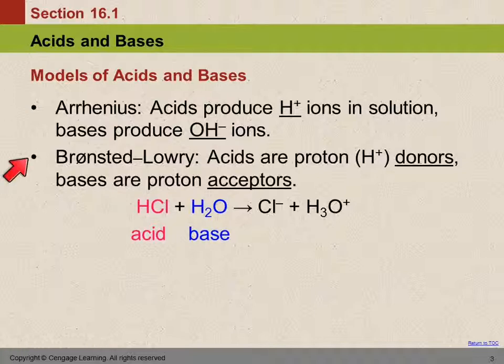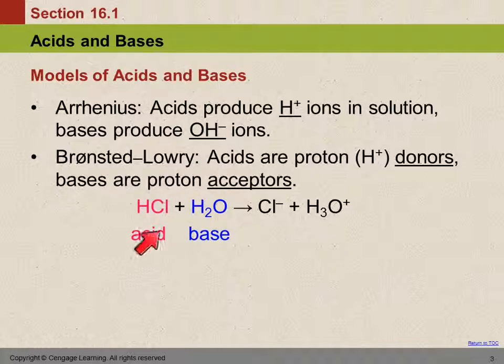The Brønsted-Lowry model, which is named after Brønsted and Lowry, defines an acid as a proton donor. A proton, though, is a hydrogen ion, because a hydrogen atom has one proton in its nucleus and one electron. When you make an ion out of it, you take the electron off, what's left? Just the nucleus with one proton. So a proton and a hydrogen ion are exactly the same thing. So they define an acid as a proton donor, and a base then is a proton acceptor.